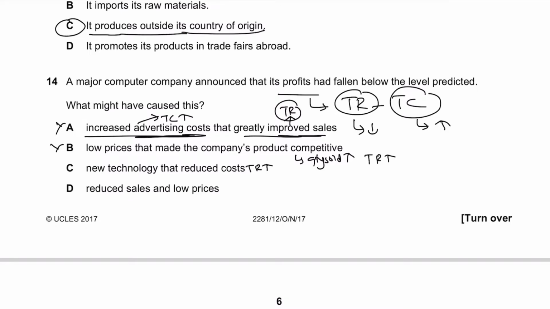as well. So reduced sales and low prices is the correct answer, because your sales are falling and you've also reduced your prices, so your total revenue is actually falling here. So that is why the profits should fall. That is why 14, part D, is the correct answer.